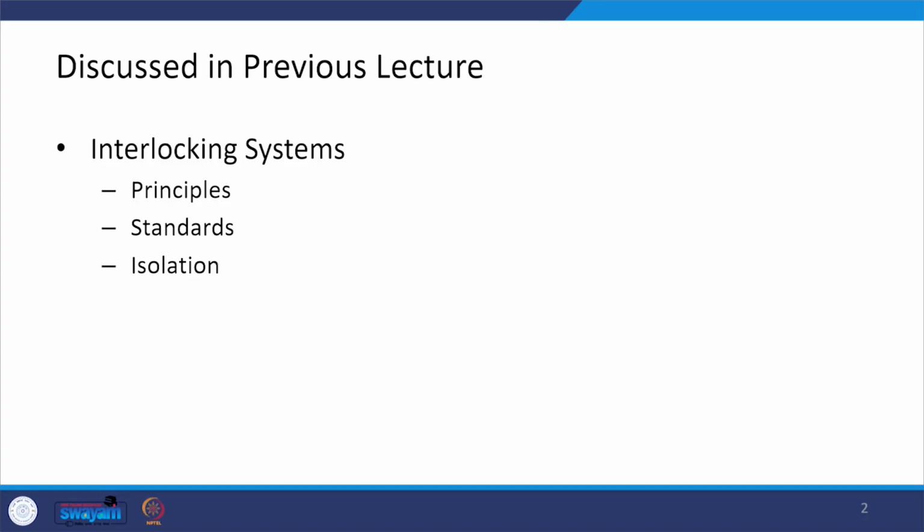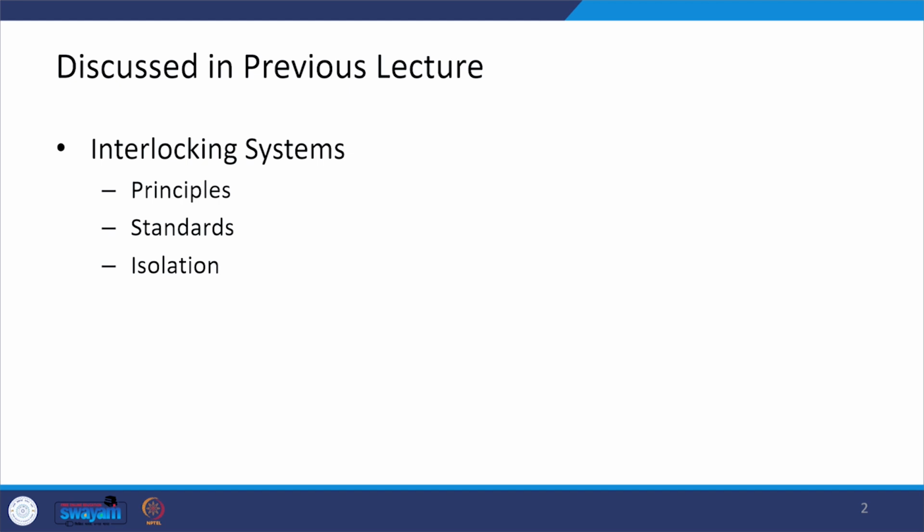Dear students and participants of the course on railway engineering, today we are going to continue a discussion on the interlocking systems. In this respect, if you remember, in the previous lecture, we started with the principles of interlocking.